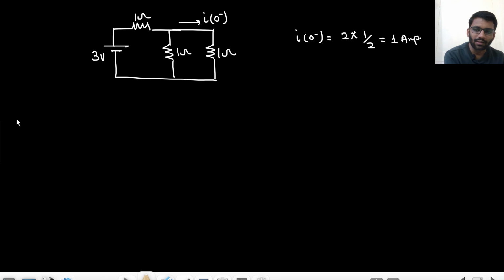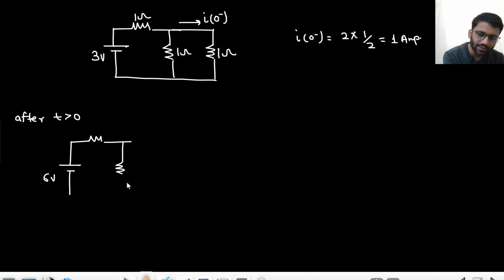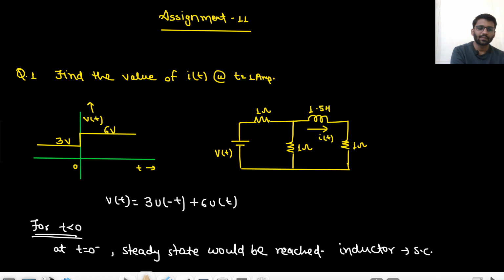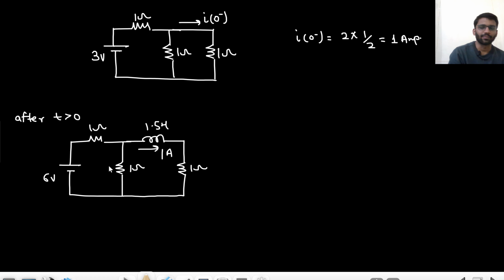So after, for t greater than 0, what is happening? The same circuit is there. We have 6 volt, we have a resistance, we have another resistance, we have an inductor. The value of the inductor is 1.5 Henry. And we have a resistance. But now there is an initial current. The initial current is 1 ampere, right? We need to find I of t. So the initial current is 1 ampere, so I of 0 plus would be 1 ampere.